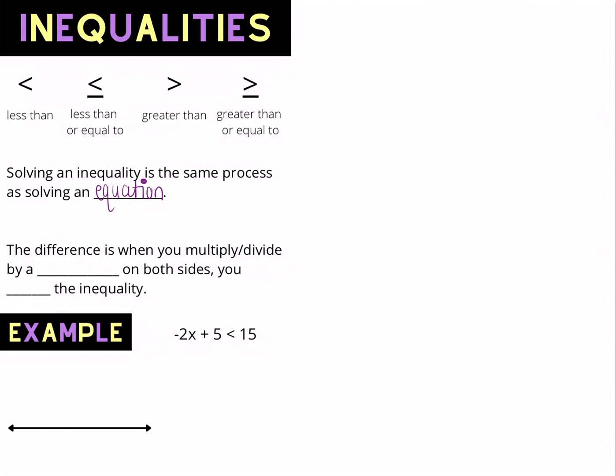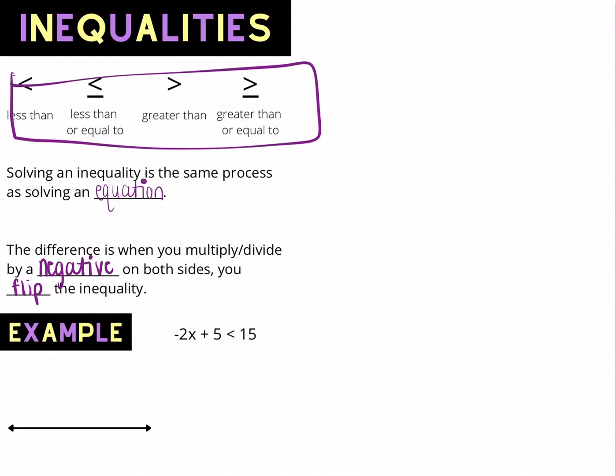The difference is when you multiply or divide by a negative on both sides. Remember, it has to be on both sides. You flip the inequality. Remember the inequalities are less than or equal to, greater than or equal to. You should have learned that last year. So let's do this example.